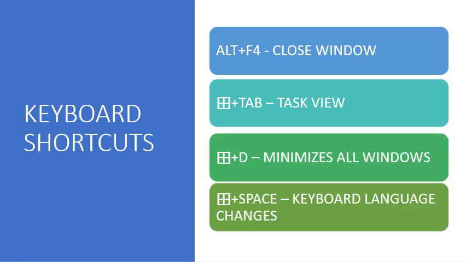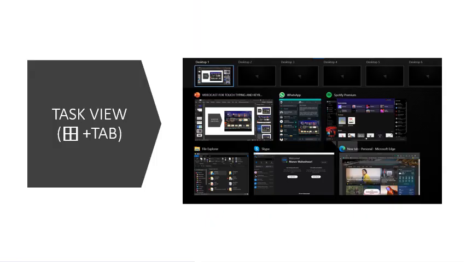Now moving on to the next keyboard shortcut, Task View. When you invoke the command Windows plus Tab, you see that all your apps are shown as shown in this figure over here. With the help of this keyboard shortcut, you can see all the active apps running on your computer and choose any one of them from the task view.